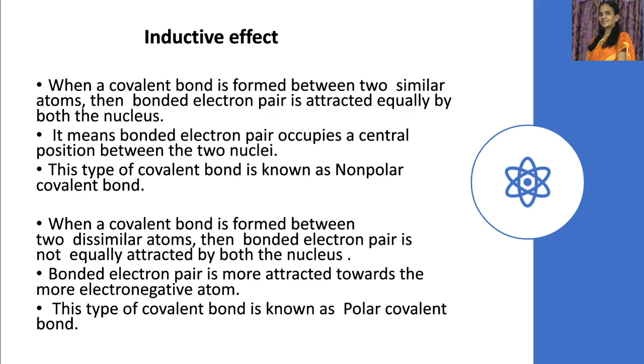Similarly, the second type of bond is the polar covalent bond. When a covalent bond is formed between two dissimilar atoms, then the bonded electron pair is not equally attracted by both the nuclei. That is, it does not exist exactly in between the two nuclei. So the bonded electron pair is more attracted towards the more electronegative atom, and this results in the formation of a polar covalent bond. Examples: HBr, HCl. We discussed such types of molecules already.